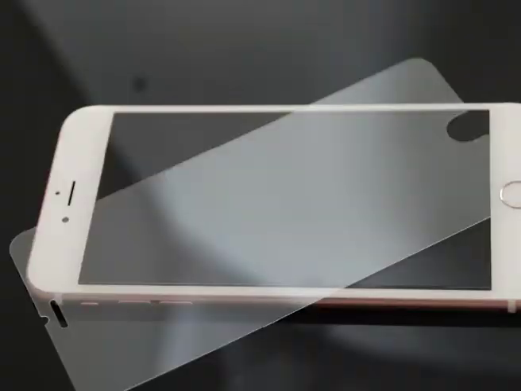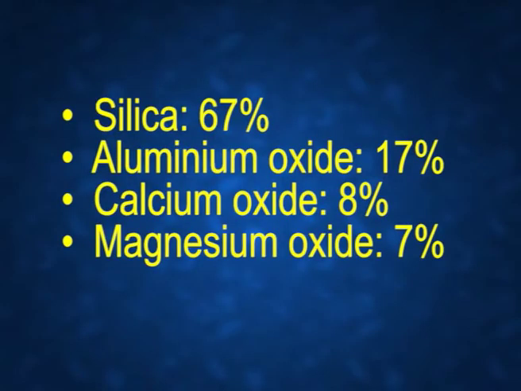Now comes aluminosilicate glass. This type of glass has got aluminum oxide added to it. Although it is similar to borosilicate glass, it is hard to fabricate and has got greater chemical durability. It can also withstand very high temperatures as its melting point is almost 1000 degrees centigrade. It can be used as resistors for electronic circuits. The composition is as follows: silica 67%, aluminium oxide 17%, calcium oxide 8%, magnesium oxide 7%.